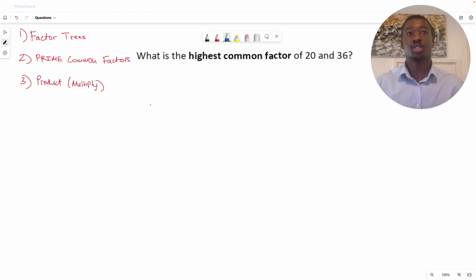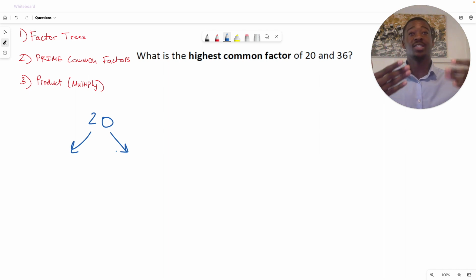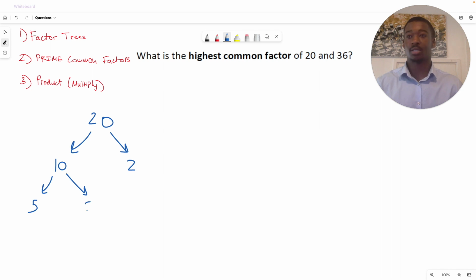So let's start with step 1. What are the factor trees of 20 and 36? Let's draw them out. So 20, we can break this down into 10 and 2, or we can break it down into 5 and 4. A quick note is, no matter how you break down these numbers, if you do it correctly, you will reach the same answer. And we can prove it. So let's start by doing 10 and 2. And then 10, we'll do 5 and 2. Remember our rule, we stop at prime numbers, and we don't involve ones.